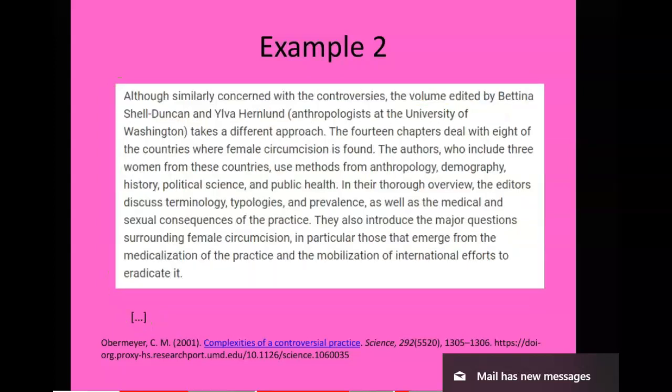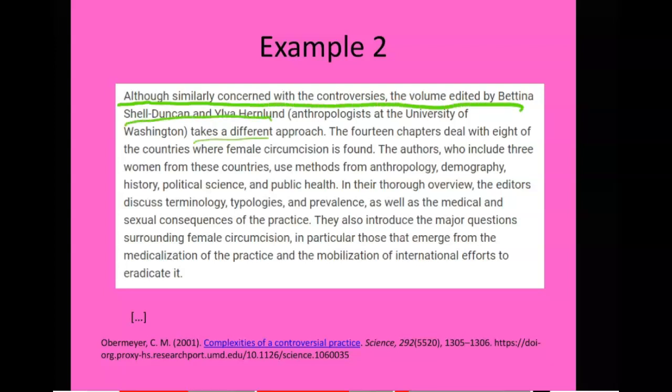And on the next slide, you'll see after several paragraphs, then the writer goes into the second book. And I really like this topic sentence. And if you know anything about me, I do love the topic sentences. So, "Although similarly concerned with the controversies, the volume edited by Bettina Schall-Duncan and Ivla Herman takes a different approach. There's 14 chapters to deal with 8 of the countries where female circumcision is found." There are some different ways the evidence is presented, and stories are presented, and so on.